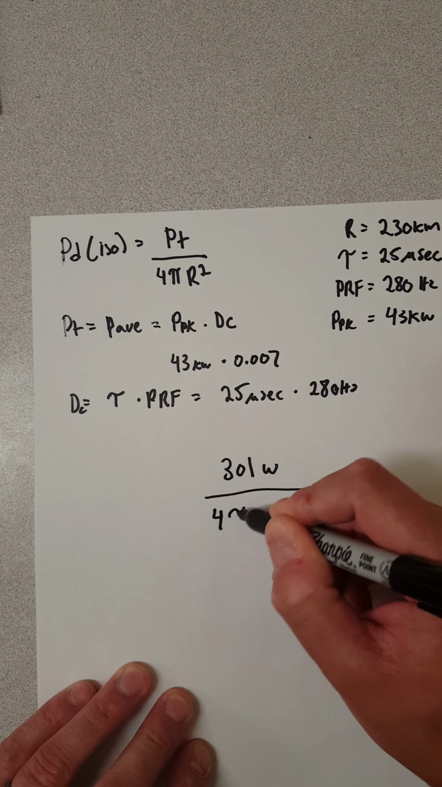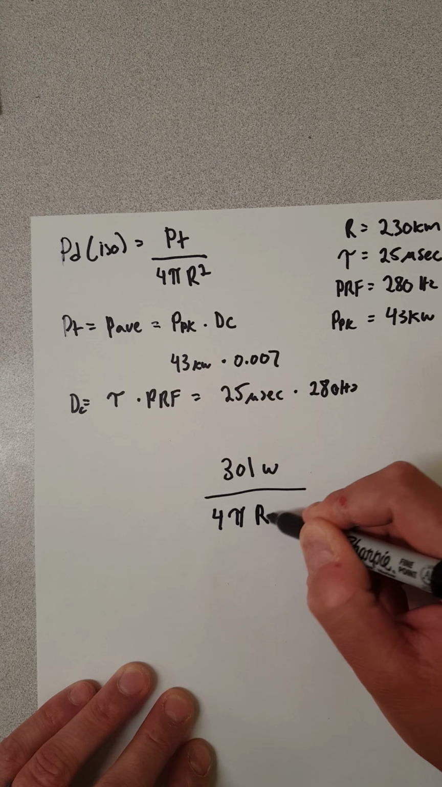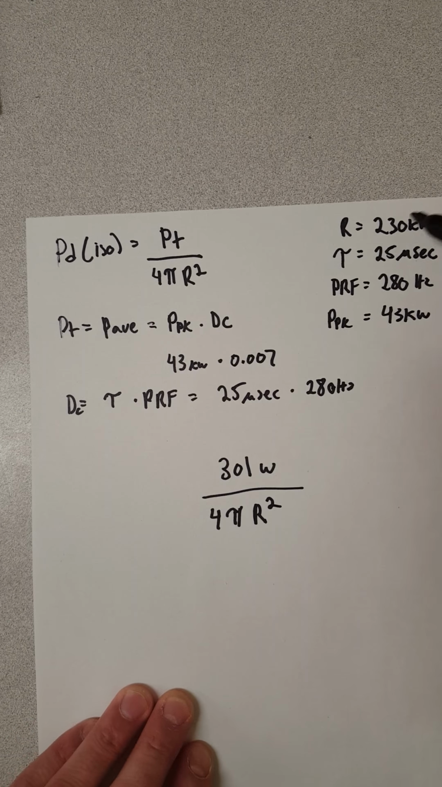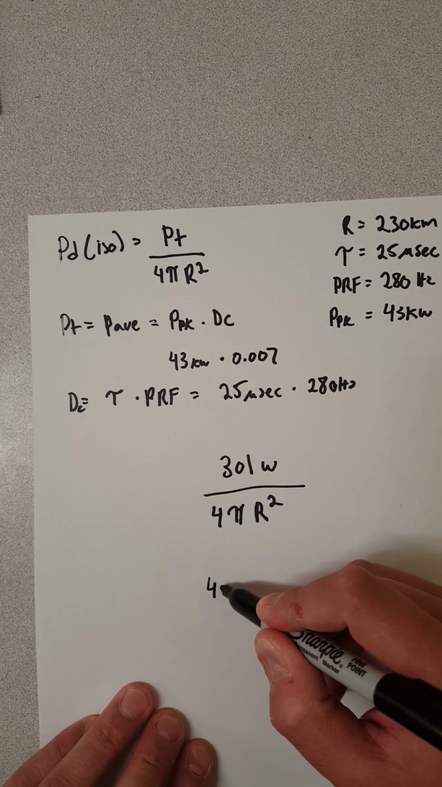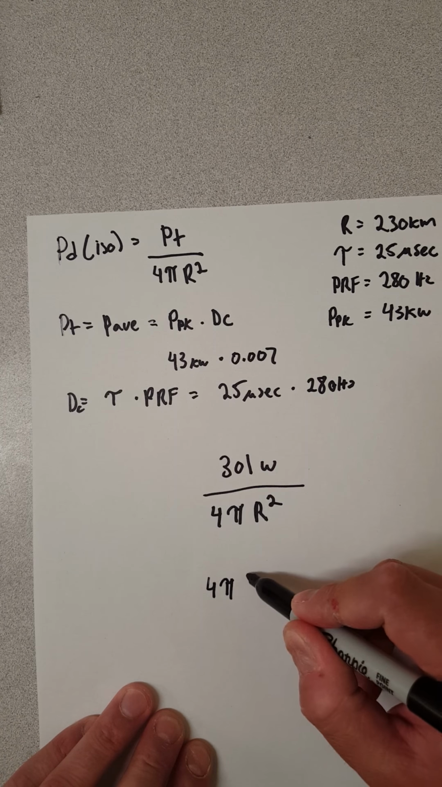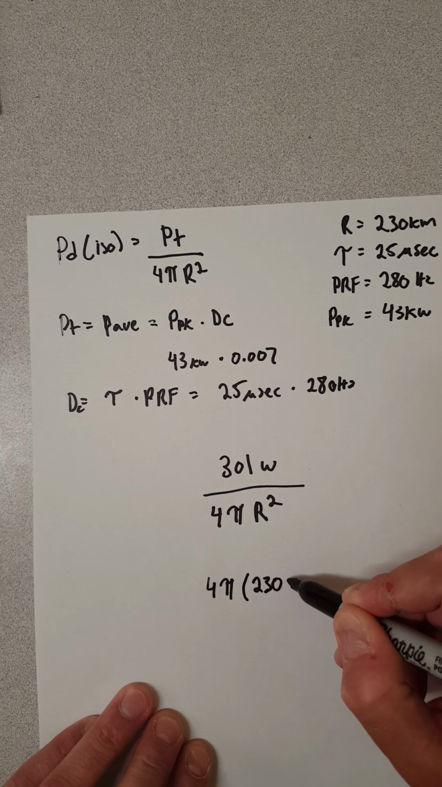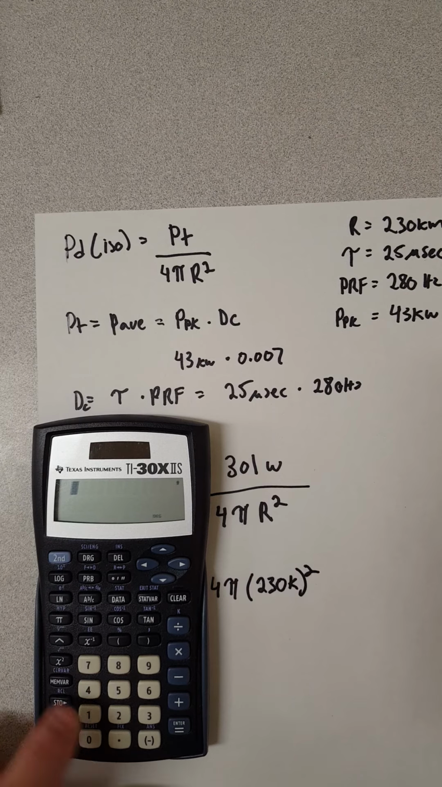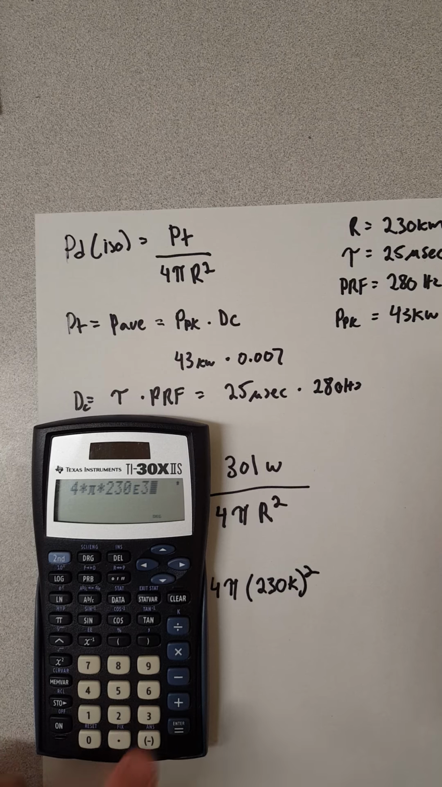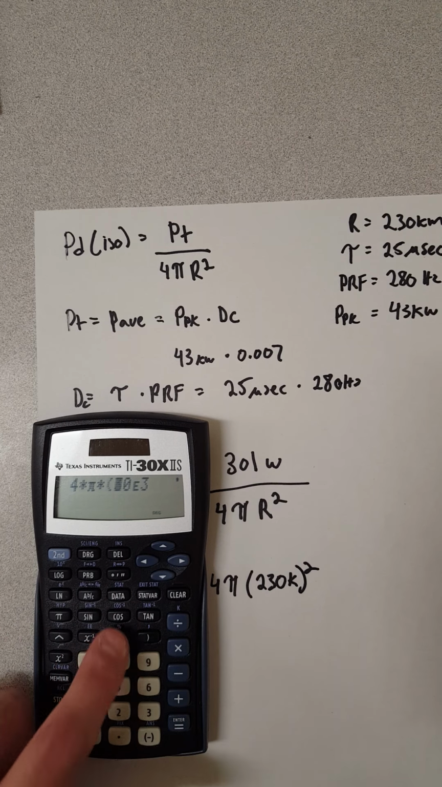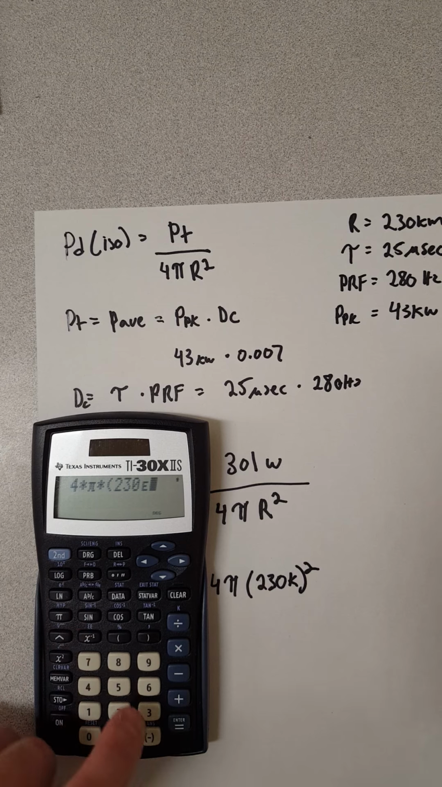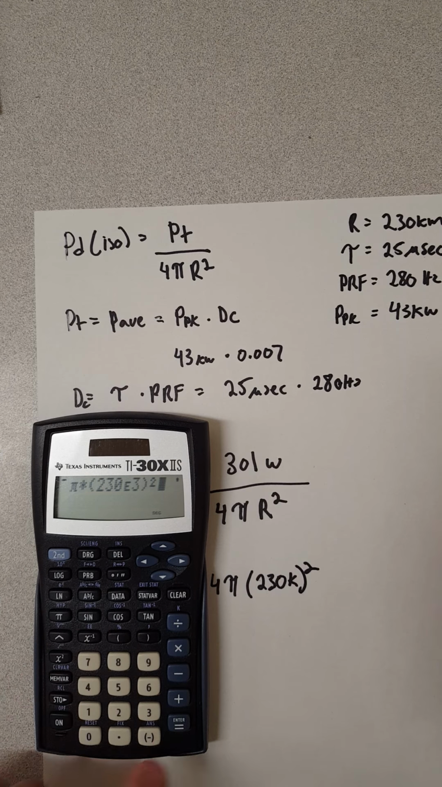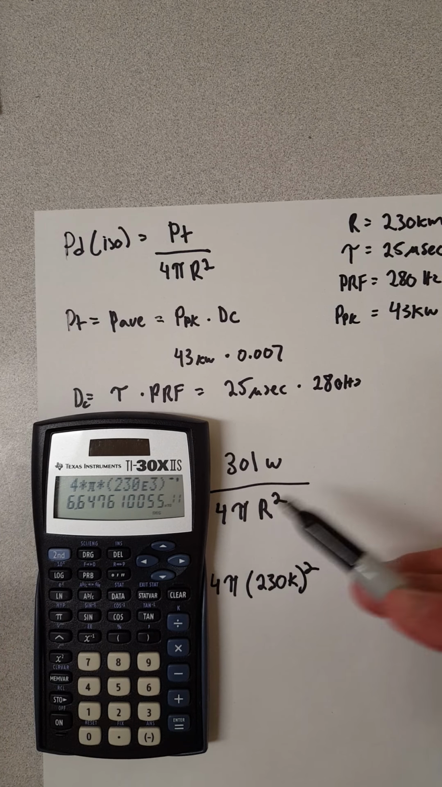Let's move on to the bottom part. We get 4 pi range squared. We know our range is 230 kilometers, so here in a second we'll enter this into our calculator, and you can do it just like this, parentheses 230 k squared. Let's see what that gets us on the calculator. 4 times pi times 230 k, and let me go back here, I'll put the parentheses in, 230 k, and we'll just use the square button there. So you get 6.64 times 10 to the 11th.